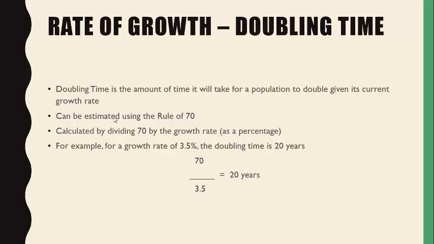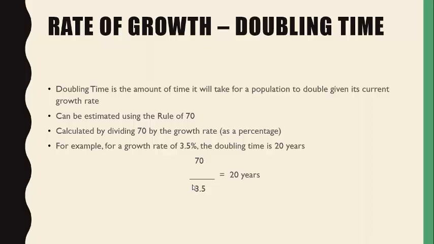It's meant to give us a rough idea of how long it will take this population to double, given that current growth rate. The way we do this is we divide 70 by the growth rate as a percentage. So for example, let's assume we have a population growing at 3.5% every year. To figure out the doubling time, we take the number 70 and divide it by 3.5, and that equals 20 years. It would take 20 years at a 3.5% growth rate for this population to double.